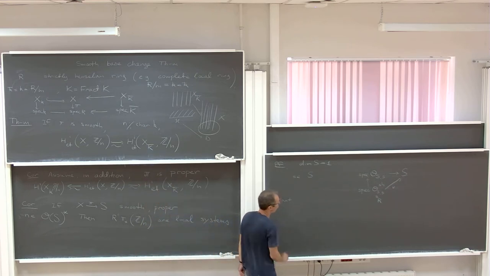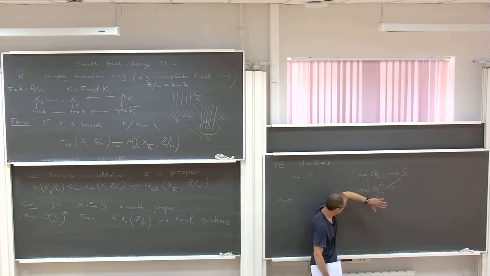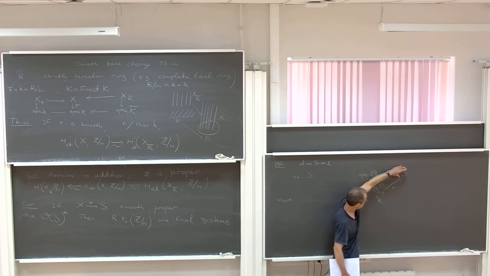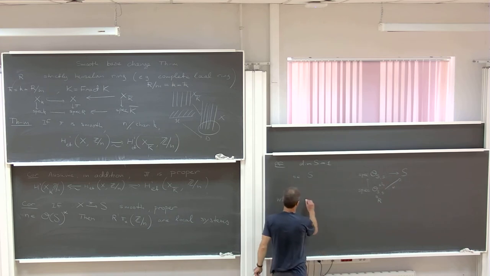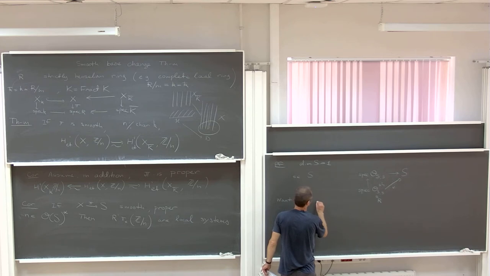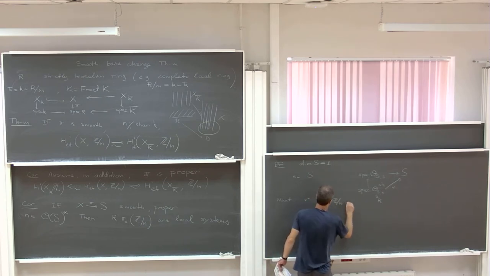So what you want to prove is that R^i pi_* is locally constant, but I know that it's constructible, so it suffices to check that the restriction of my constructible sheaf to this local ring is actually constant. That's what I will prove. So V upper star R^i pi lower star of Z mod n Z is constant.